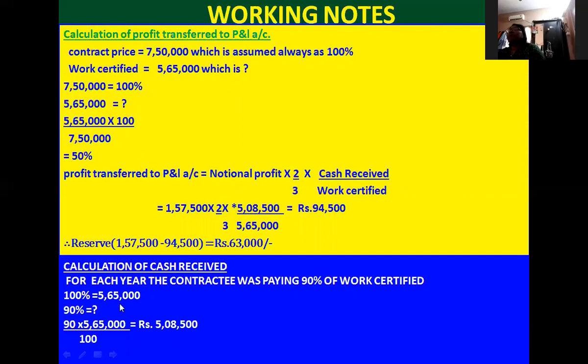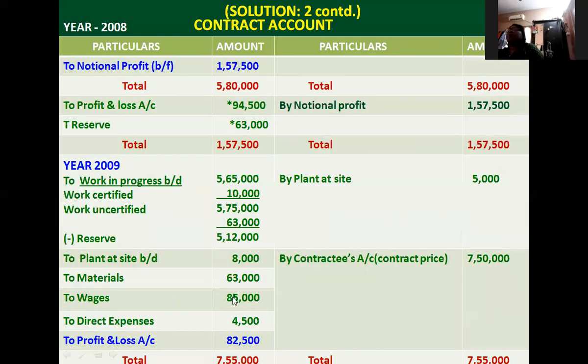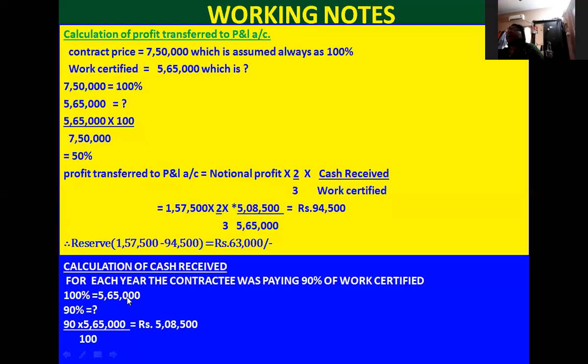5,65,000 I mentioned as 100%. What does this 5,65,000 mean? That is the work certified, 100%. So 90% is the cash receipt, meaning 5,08,500 is the cash receipt, because the information given in the problem is that every year the contractee pays 90% of the value of the work done by the contractor. Based on this, the work certified for the second year, 2008, is 5,65,000. From this, only 90% the contractee pays to the contractor, so the cash paid by the contractee to the contractor is 5,08,500. That's what I substituted here. I mentioned it with the star mark, where I did the working notes.